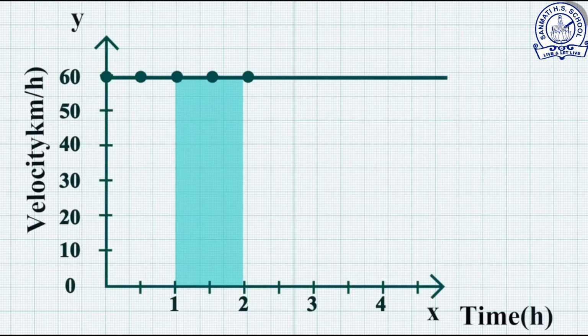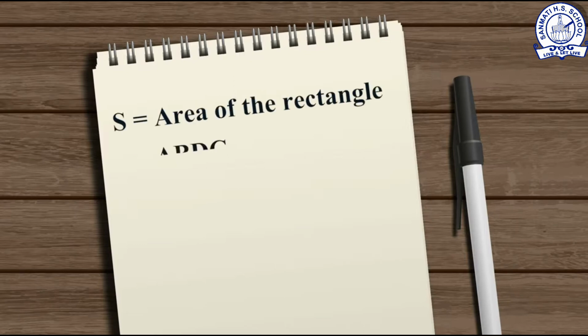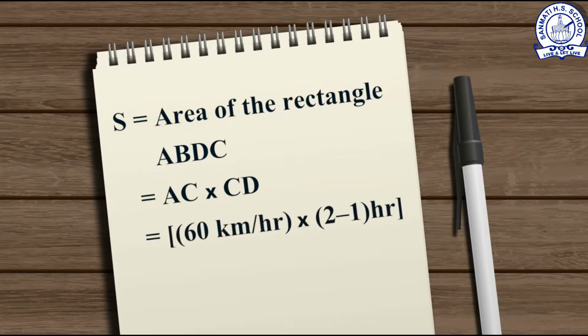To calculate the distance covered by the car between time 1 hour and 2 hours, draw perpendiculars from the time points on the graph. The velocity of 60 km per hour is represented by the height AC or BD, and the time interval is represented by the length AB or CD. So, the distance moved by the car in the time interval can be calculated as S is equal to area of the rectangle ABDC, which is equal to AC multiplied by CD, which is equal to 60 km per hour multiplied by 2 minus 1 hour, which is equal to 60 km.